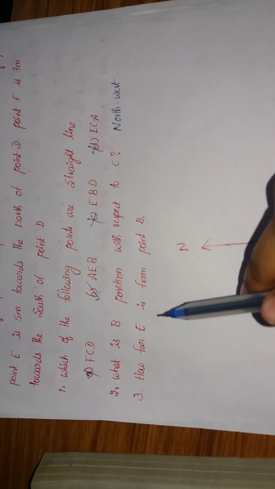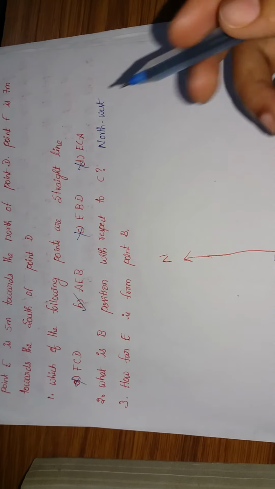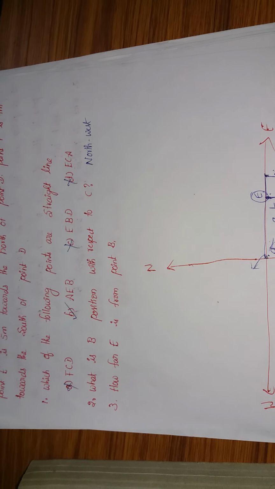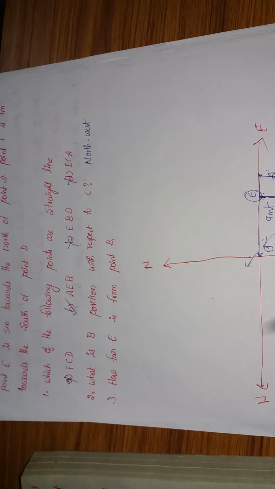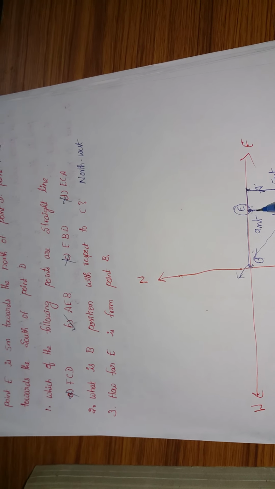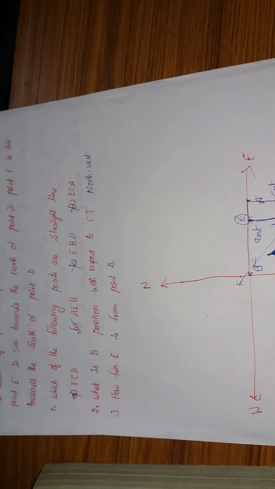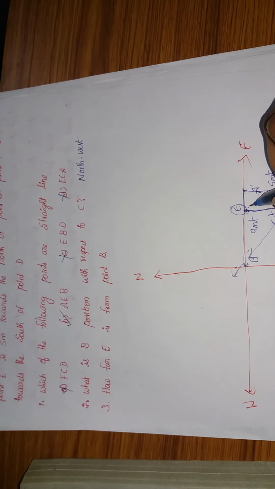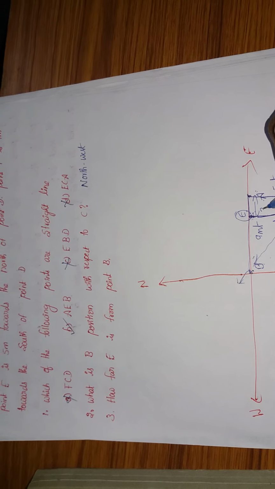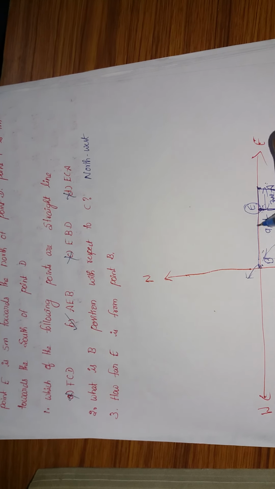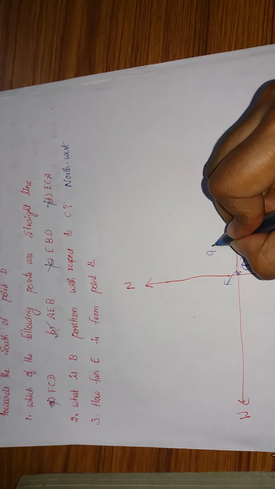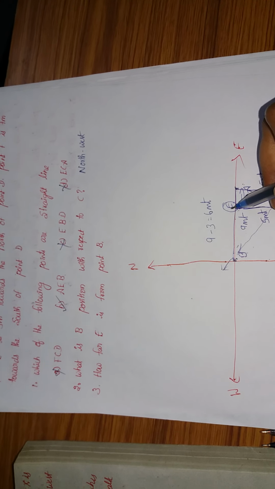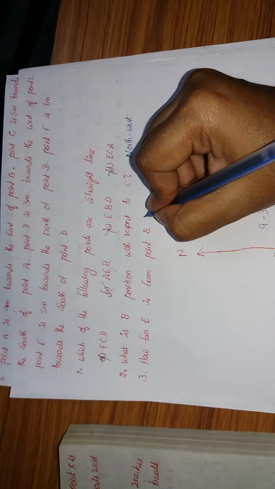How far is E from point B? Point B is here, point E is here, and we have to find the distance between B and E. We know that the distance between A and B is 9 meters, and the small distance is 3 meters. We have to find this distance. So that is 9 minus 3, that is 6 meters. So the distance between B and E is 6 meters.